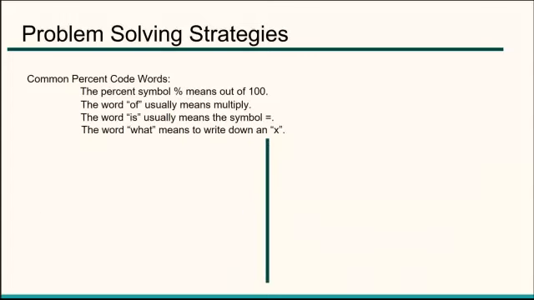So we just have our common percent code words. The percent symbol means out of 100. The word of usually means multiply. The word is usually means write the symbol equals. And the word what means write down an X.